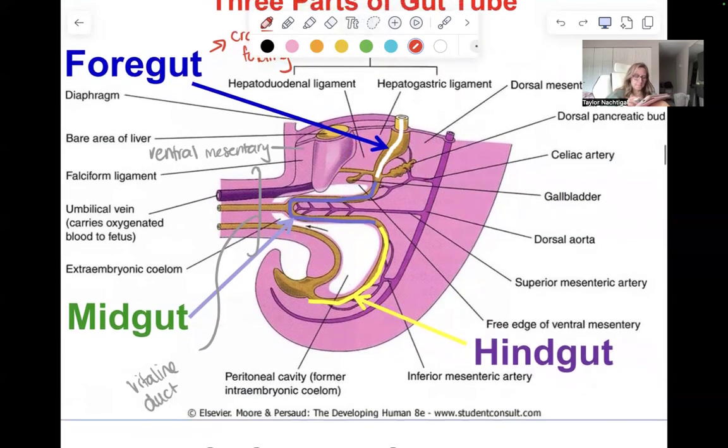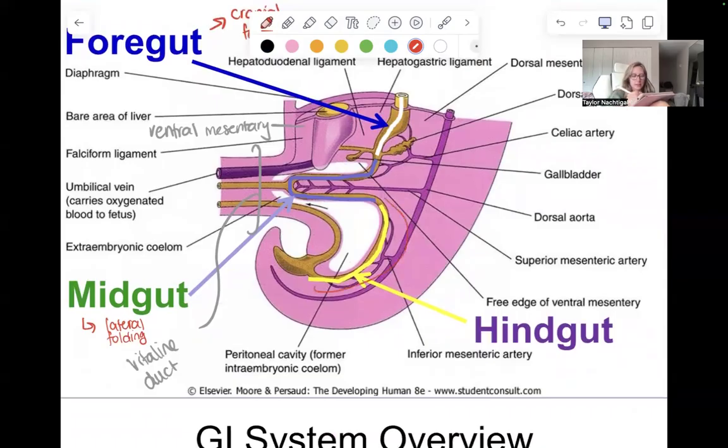We have the midgut, which comes from lateral folding. And that is going to be the jejunum, ileum, and the cecum, I think. Again, we'll get into that a little bit more. And then the hindgut at the back end here, which comes from tail folding.